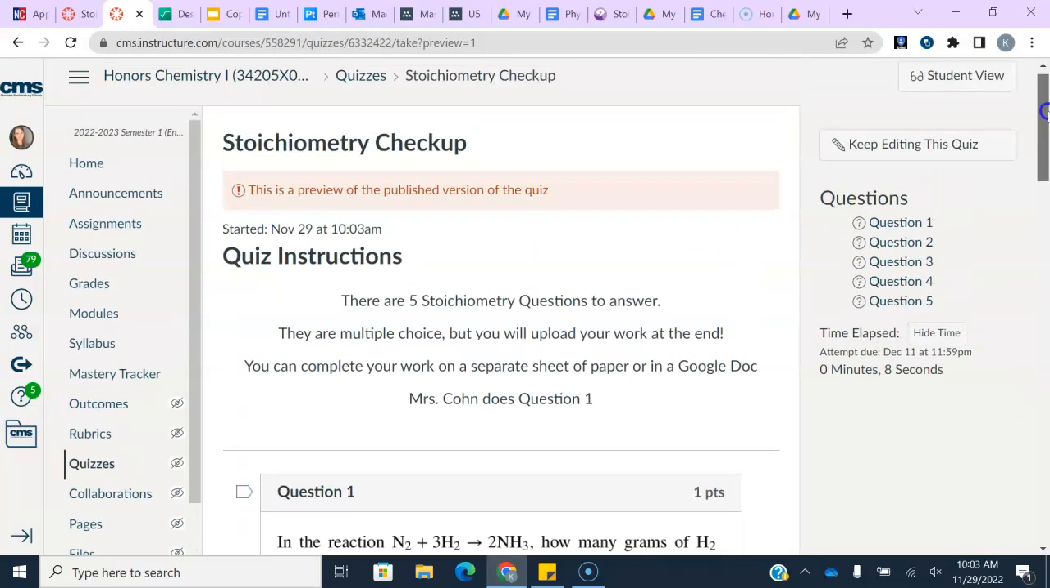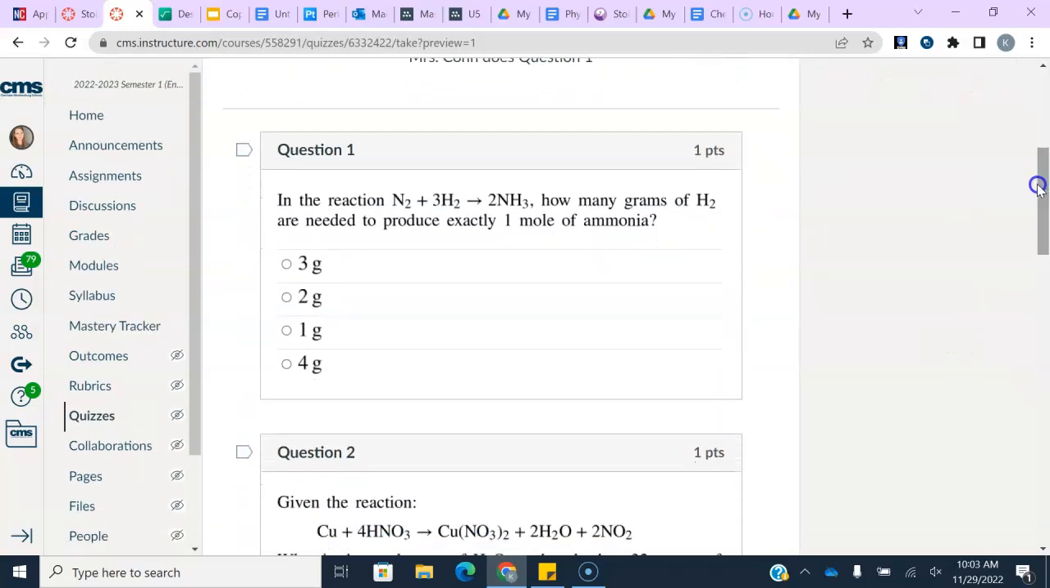And I'm just going to do the first one as just an example that you can use to help you set up your problems. Okay, so it says in the reaction, N2 plus 3H2 will yield 2NH3, which is ammonia. How many grams of H2 are needed to produce exactly 1 mole of ammonia? So we are trying to figure out how many grams of H2 are needed to produce 1 mole of ammonia. So we always start with what we know and what we want to get to. And in this case, we're starting with moles of ammonia and we're ending up with grams of H2.